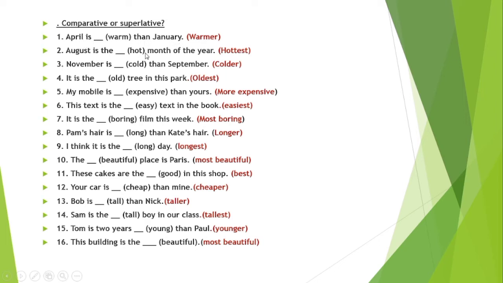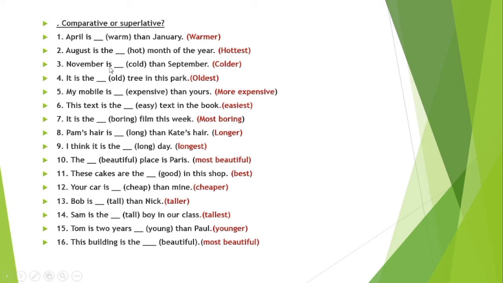August is the dash month of the year. Now August is compared with the rest of the entire year, so that is why we need a superlative degree here. August is the hottest. Hot is single syllable, so we'll add est, and you can see that t is doubled because it's a rule that when there is a consonant preceded by a short vowel, when we add a suffix, the consonant is doubled at the end of the word.